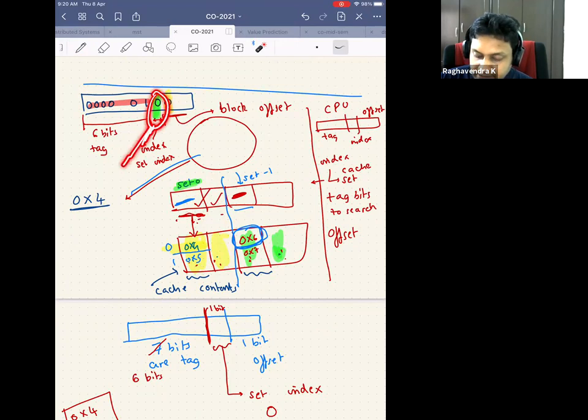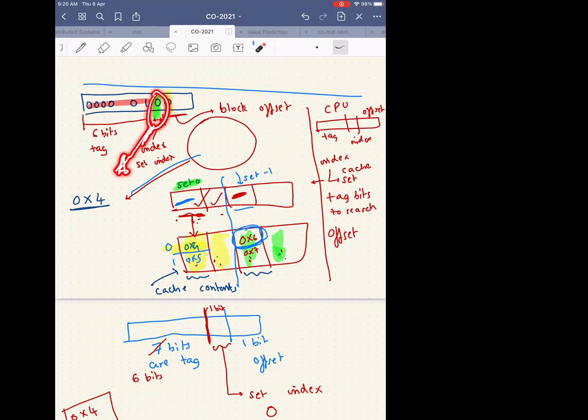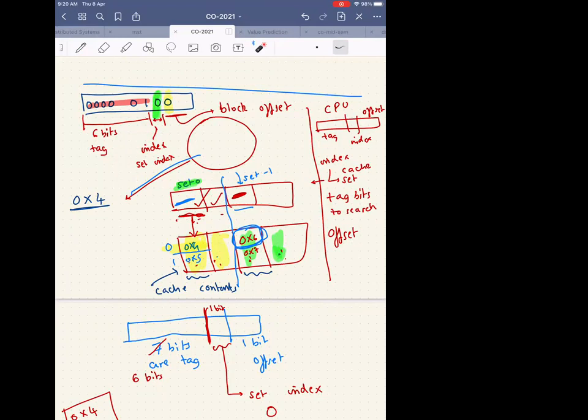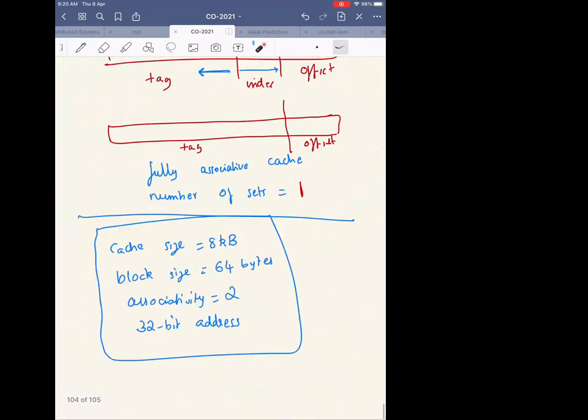Now, what is the index bit telling me? Which set the address belongs to. Yes, which set the address belongs to. Which means that what should I figure out first? How many sets are there, right?